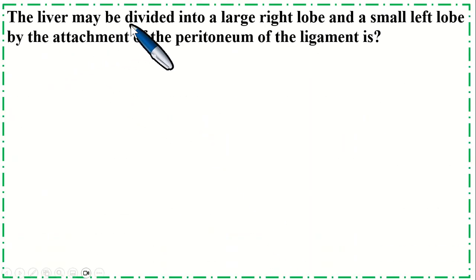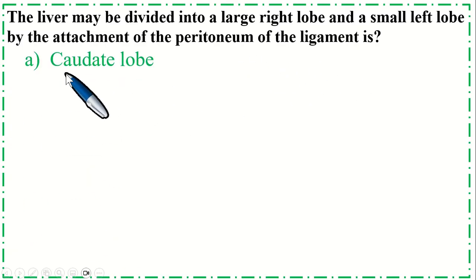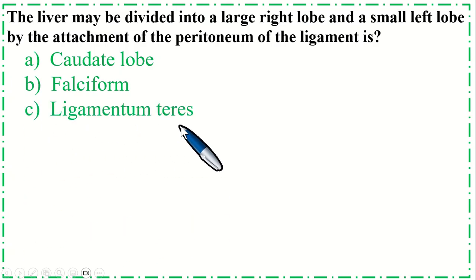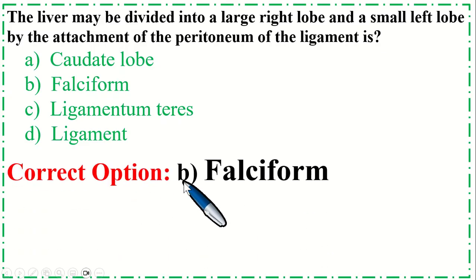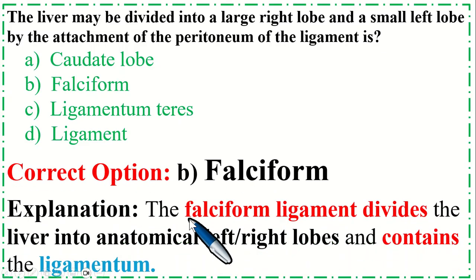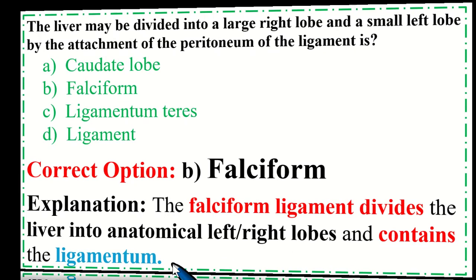The liver may be divided into a large right lobe and a small left lobe by attachment of the peritoneum of the ligament is option A caudate lobe, B falciform, C ligamentum teres and option D ligament. So the correct option is B falciform. The falciform ligament divides the liver into anatomical left and right lobes and contains the ligamentum teres.